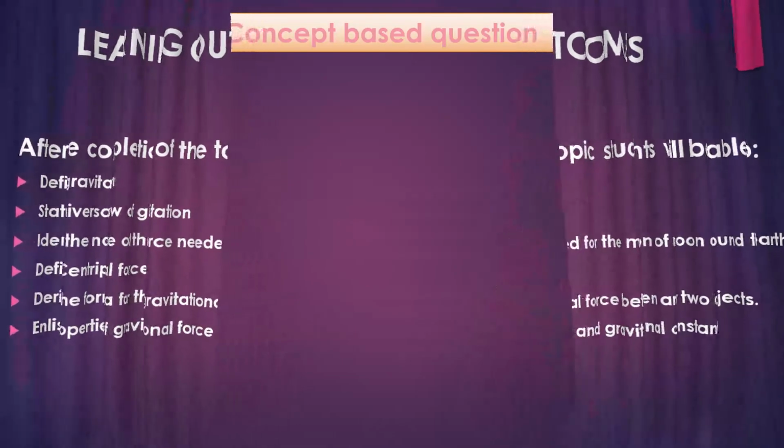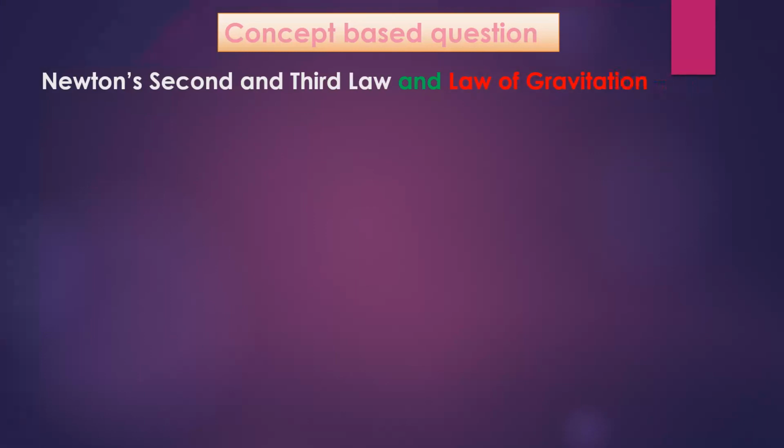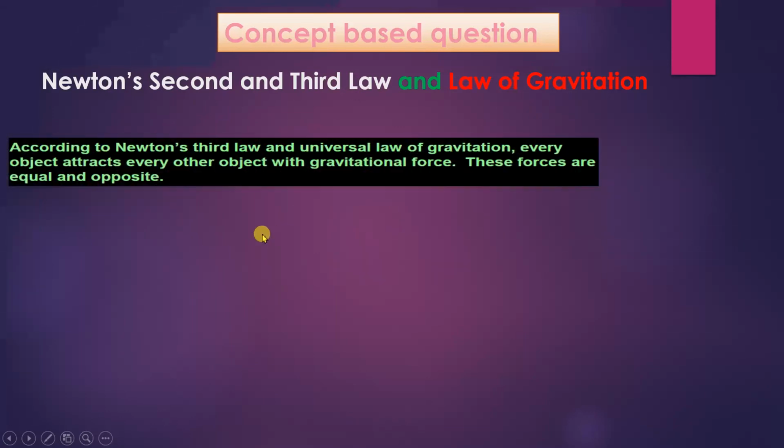Let's see, first of all, the concept based question. In this question, we are going to combine Newton's second law, Newton's third law, and the law of gravitation. We have already studied all these things now. Let us see. According to Newton's third law and universal law of gravitation, what happens? Every object attracts each other. This is the universal law of gravitational force, and these forces are equal and opposite. This is Newton's third law.